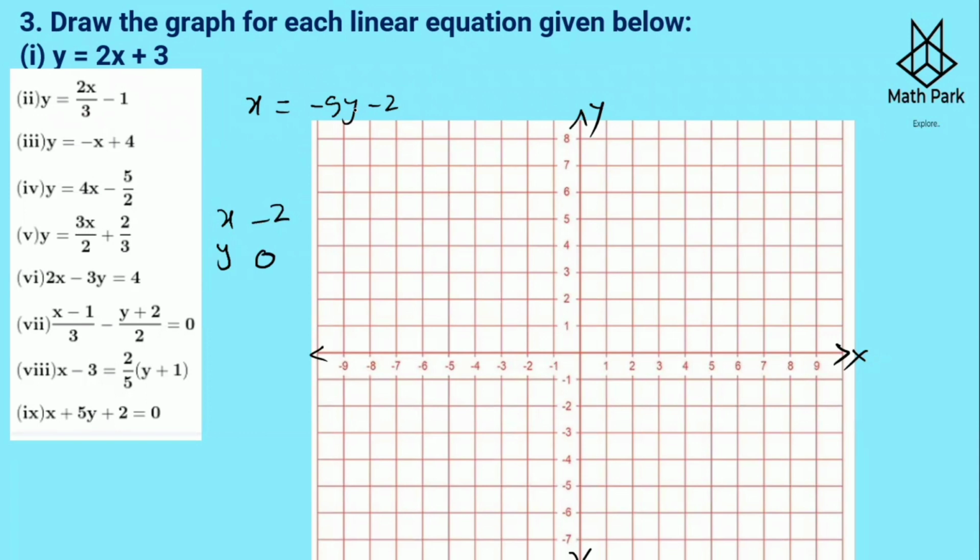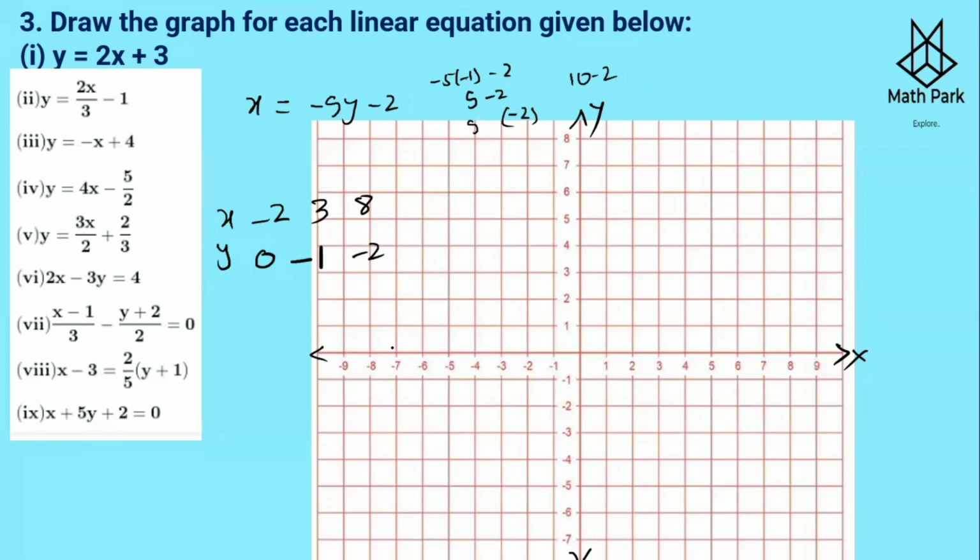If you put y is equal to minus 1, minus 5 into minus 1 is positive 5, and 5 minus 2 is positive 3. If you put y is equal to minus 2, 5 into minus 2 is positive 10, minus 5 times minus 2 is positive 10, and 10 minus 2 is 8. So you get x is equal to 8. If you put y is equal to minus 2, you get x is equal to 8.